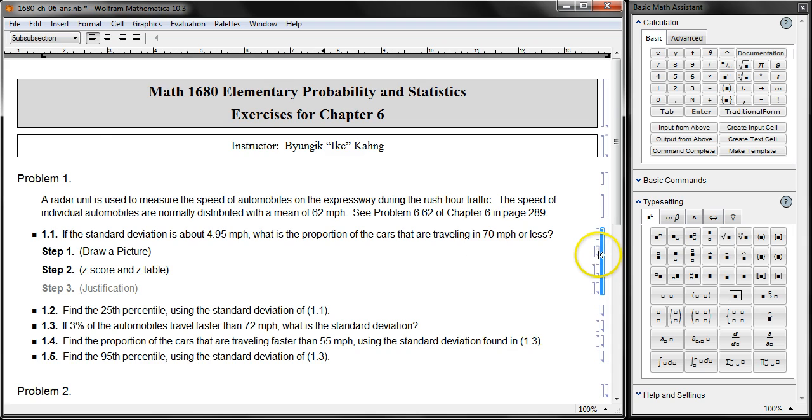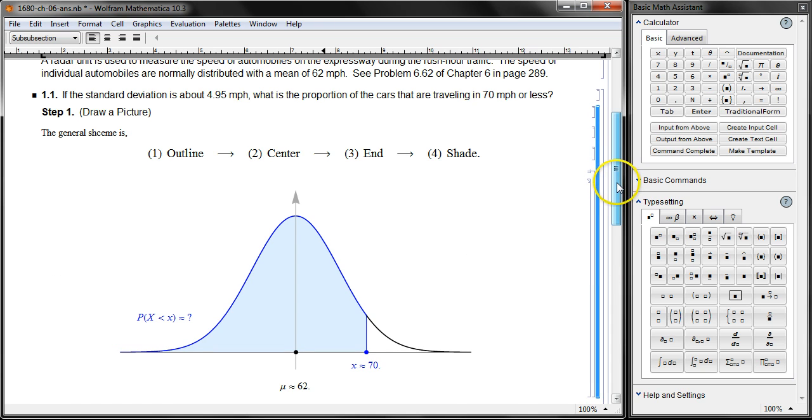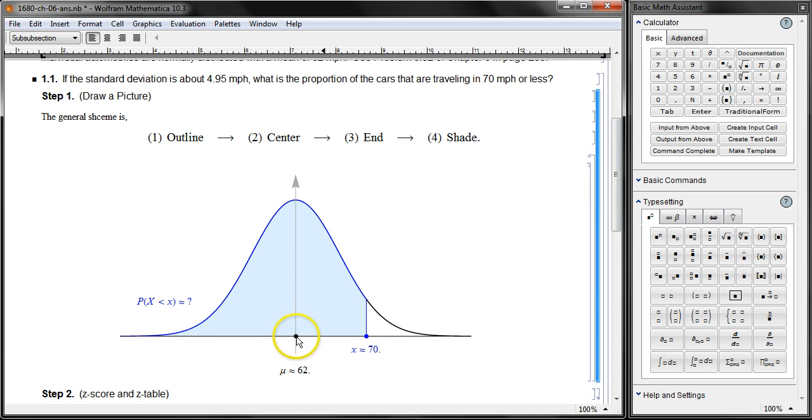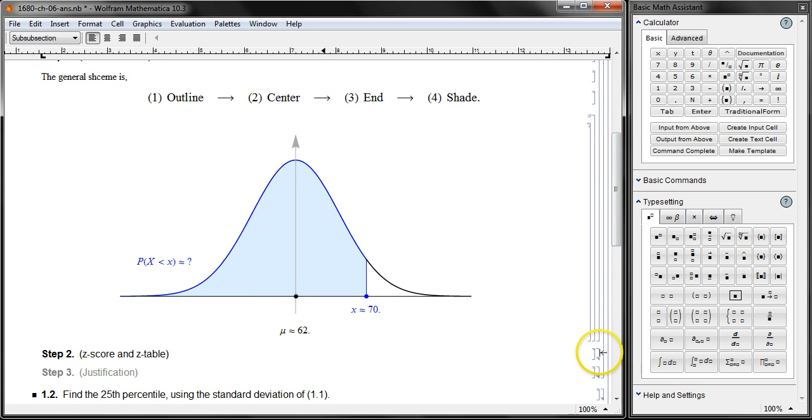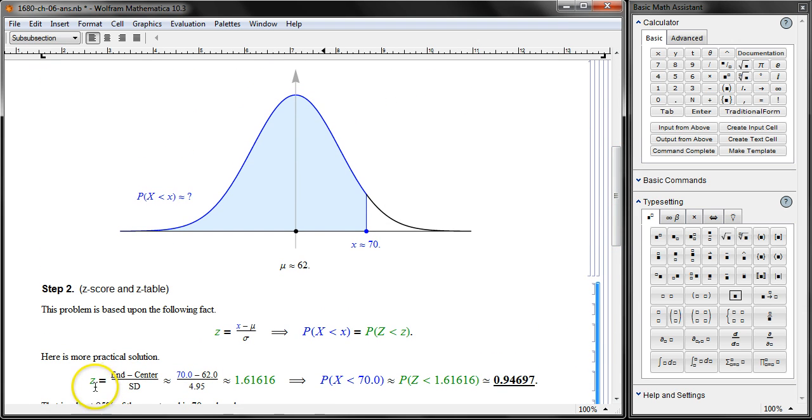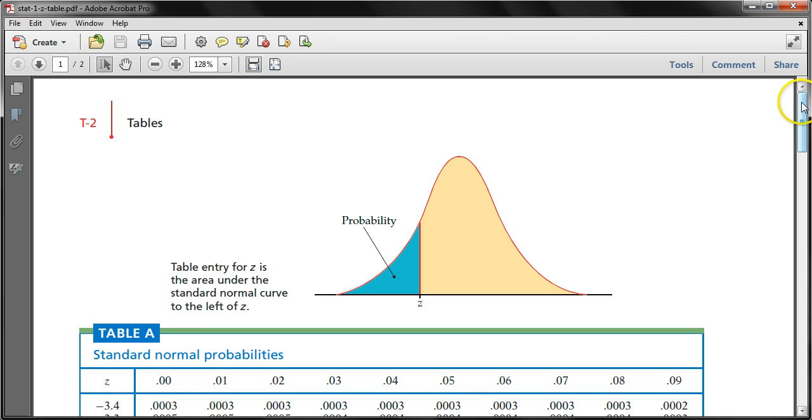Well, here is the normal picture associated with that. 62 is the center, 70 is the end, and we shade the left-hand side because the problem says 70 or less. And which method did you use? We used the z-score formula, end minus center over SD. So 70 minus 62 over 4.95, calculated, we got about 1.62, and using that we looked up the normal table.